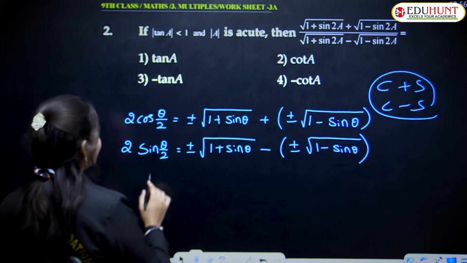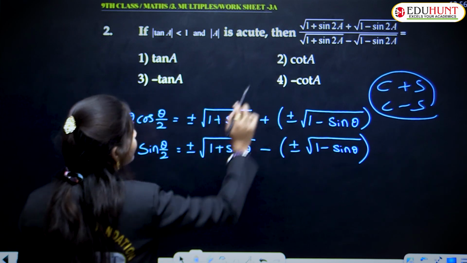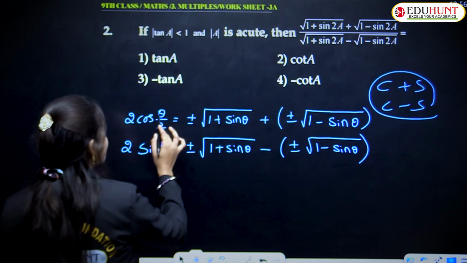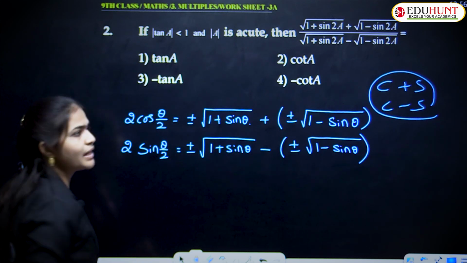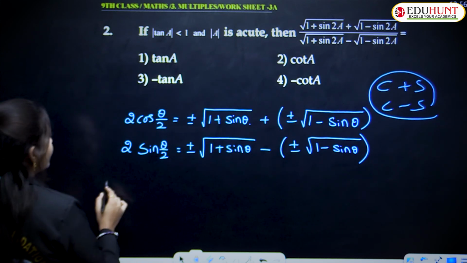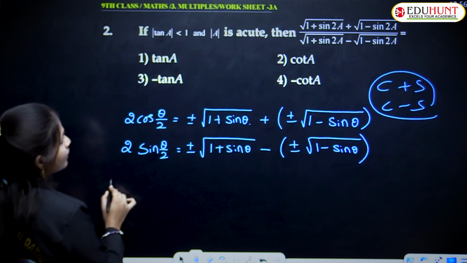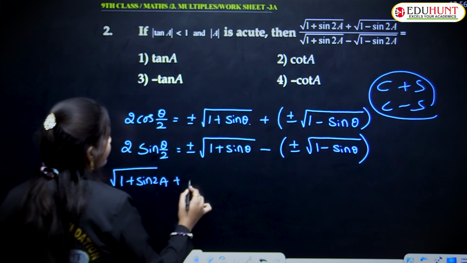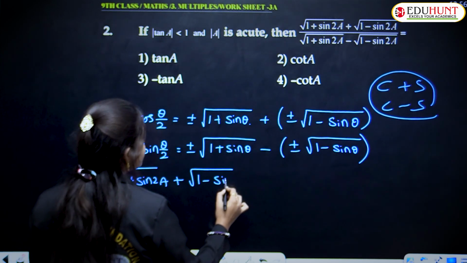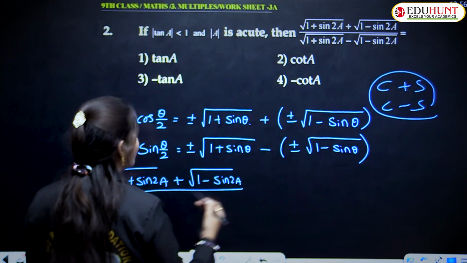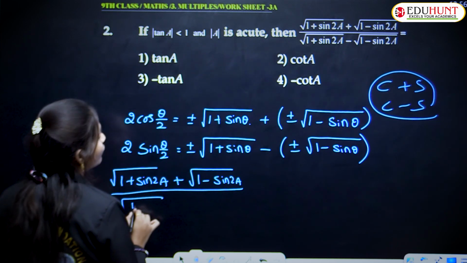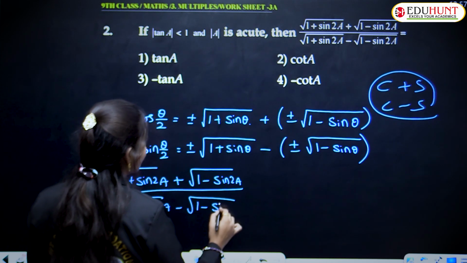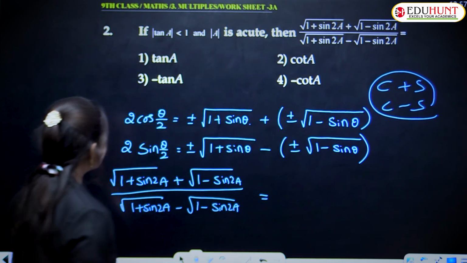But here, at the place of theta by 2, they have given 2a. Which means here theta is there, so theta by 2 will come. So here we can write this one as square root of 1 plus sin 2a plus square root of 1 minus sin 2a whole by square root of 1 plus sin 2a minus square root of 1 minus sin 2a. Okay, so this is the formula for that.